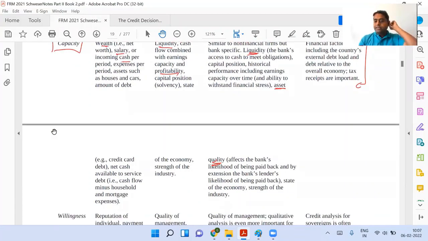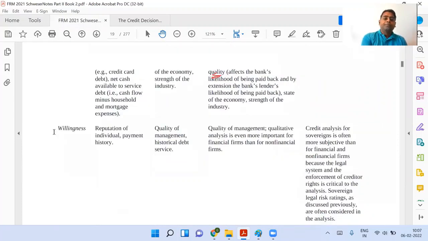Next section, willingness. This is very interesting. Why? Because for a retail customer, definitely there is the reputation of the individual or the payment history. Now, obviously, everything has been boiled down to the CIBIL score or FICO score that we look at the customer level. And this is very easy to analyze because whenever you do a transaction, it hits your CIBIL.